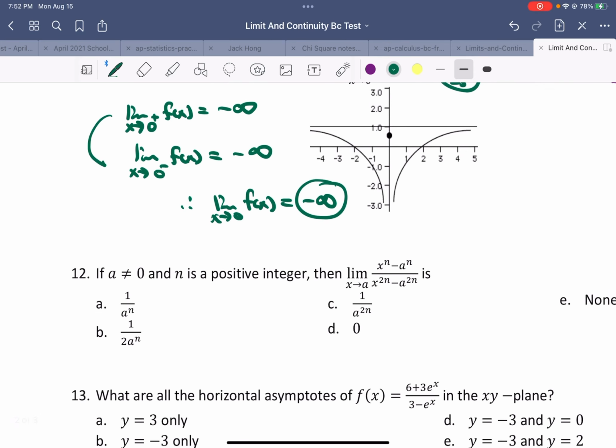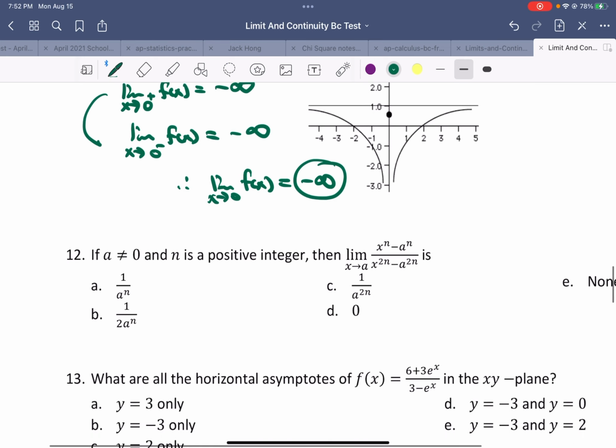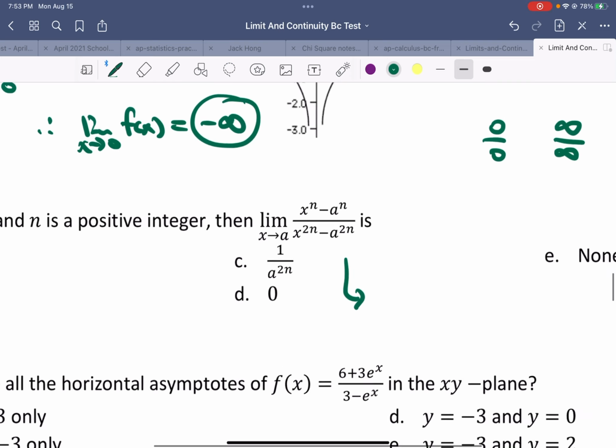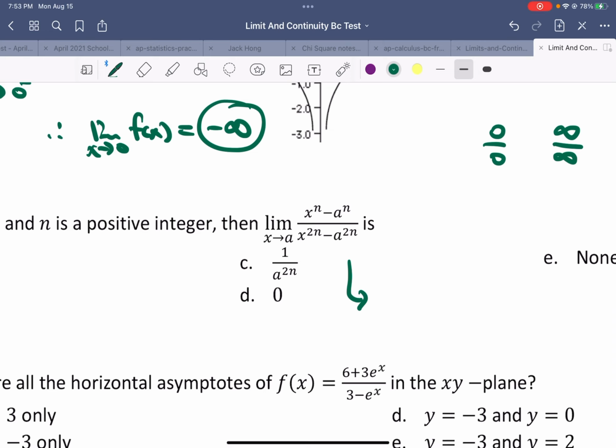Now the next one, number 12. I know when you plug into this limit, as x approaches a, when you plug in a, it is 0 over 0. Okay, so either 0 over 0 or infinity over infinity, you can use L'Hopital's rule, right? So you can take a derivative of the numerator and denominator and keep going, but it will be hard, okay? So what you're going to do, I think the best way, is factoring. Factor the denominator. So x approaches a, x to the n minus a to the n.